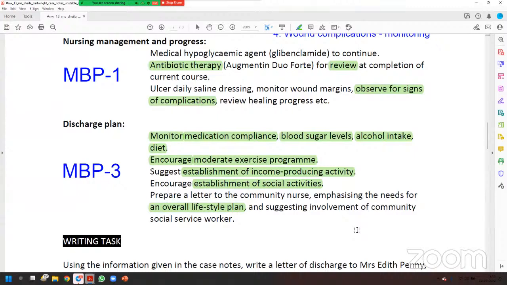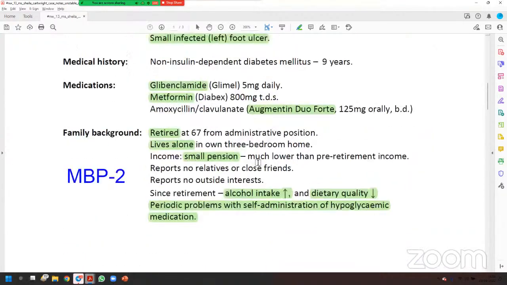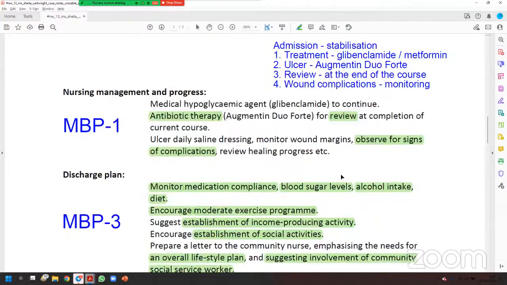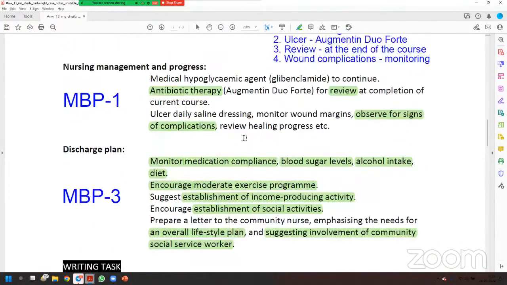You're already writing the letter. So, overall lifestyle plan, lifestyle modification. Then involvement of a community social worker is also needed, so she should be involved in treating this particular patient. So now you understand all the important points we have got. Whichever is there, you can manage like this and you can write.